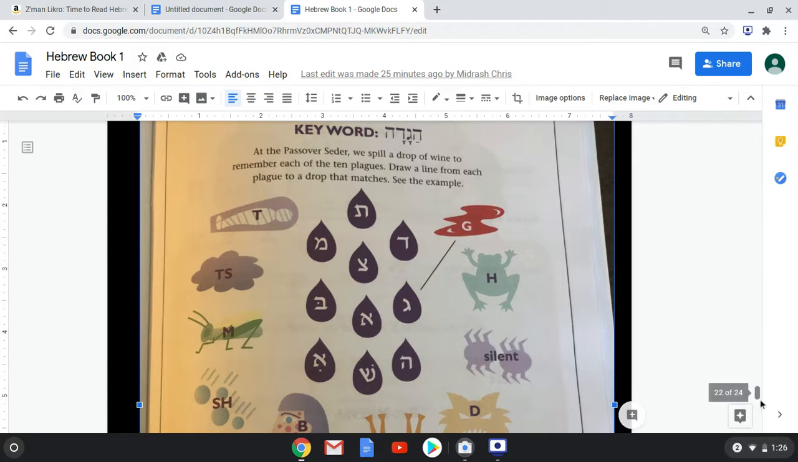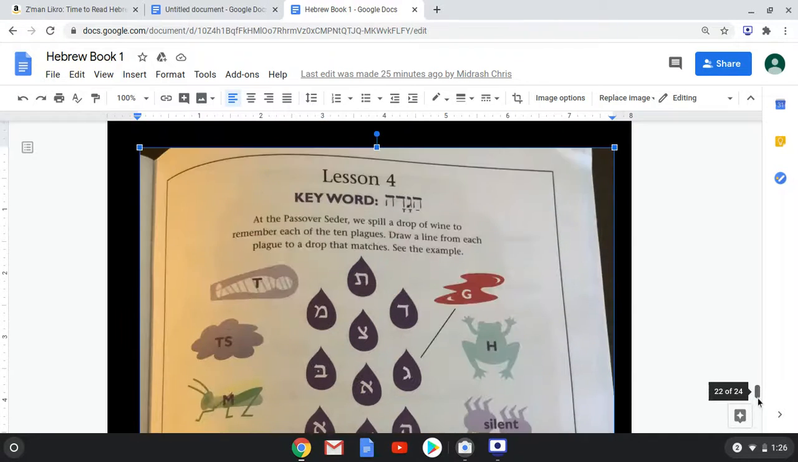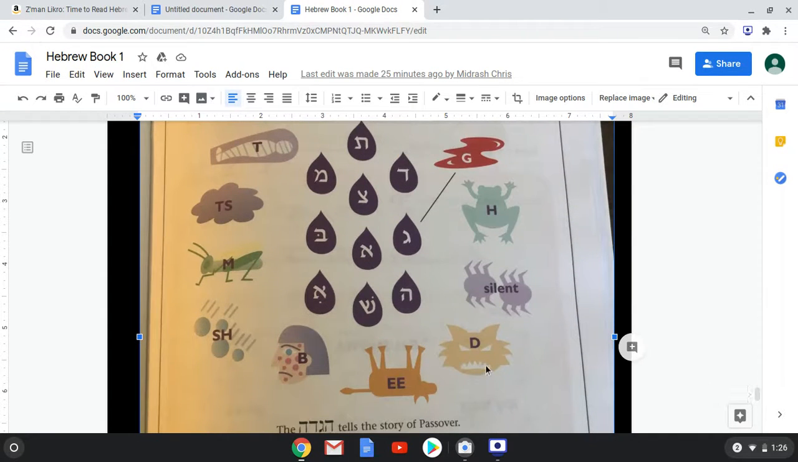Then for the wild beast, sorry, I went too far. So D, that would be Dalet. E, that's a vowel, so it's going to be a silent letter with a vowel. It would be the Hirik. And you can do the rest of those.